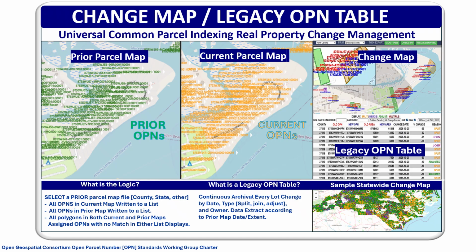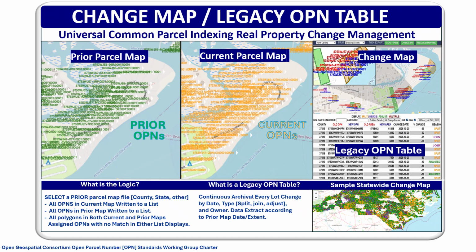The logic behind UCPI change management is as simple as just selecting an old map. That's it. UCPI automatically generates all the OPNs in this map and compares them to the OPNs in the hub, the current map. Parcels, and only those parcels assigned OPNs that do not have a match in both the old and new maps, light up, creating a change map.